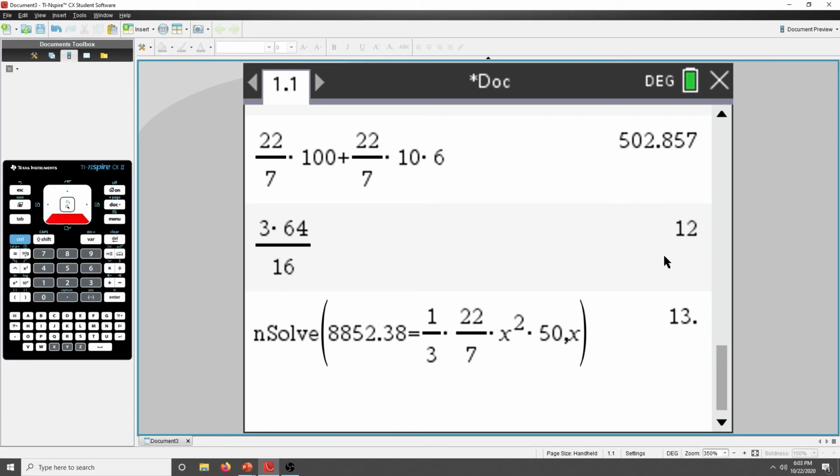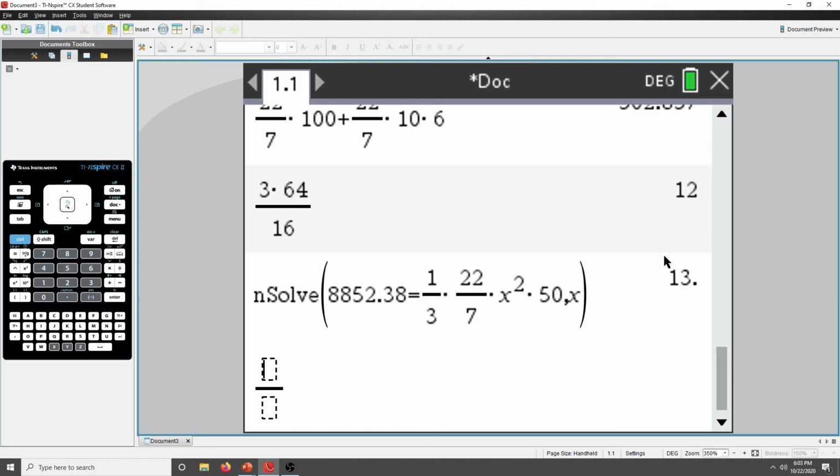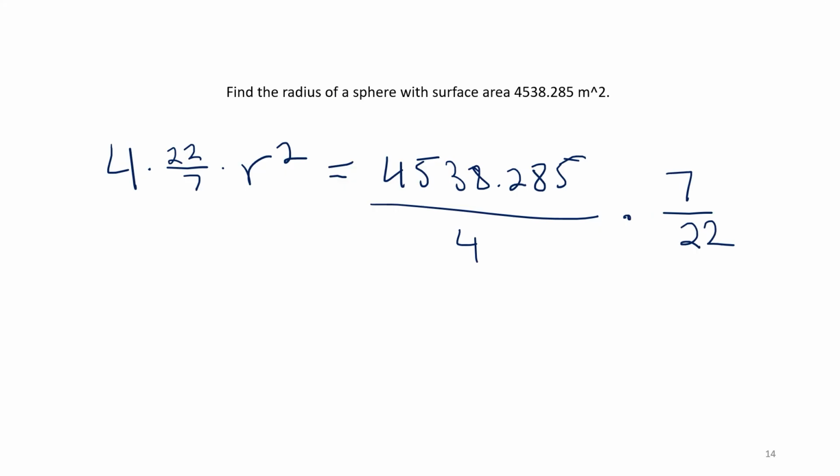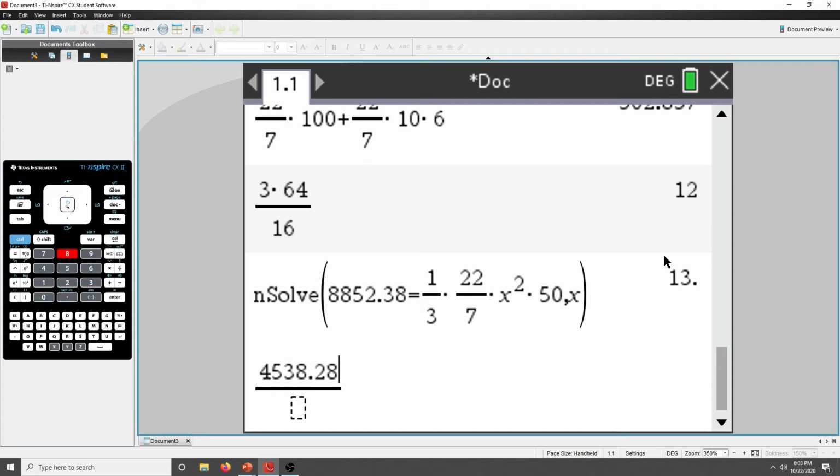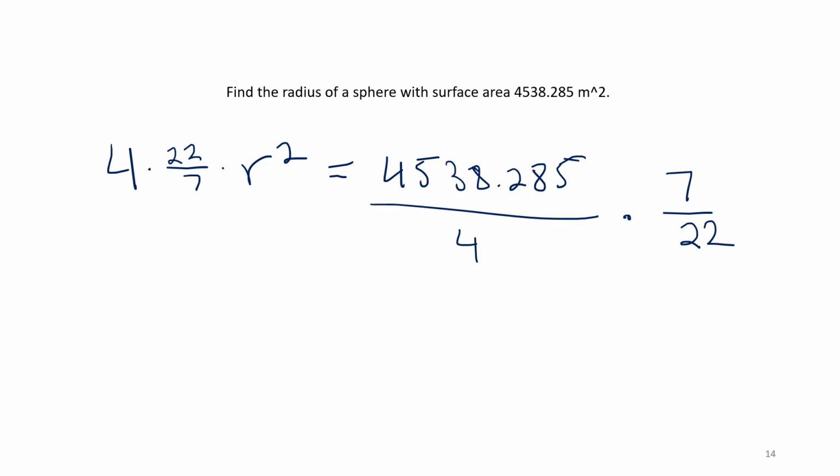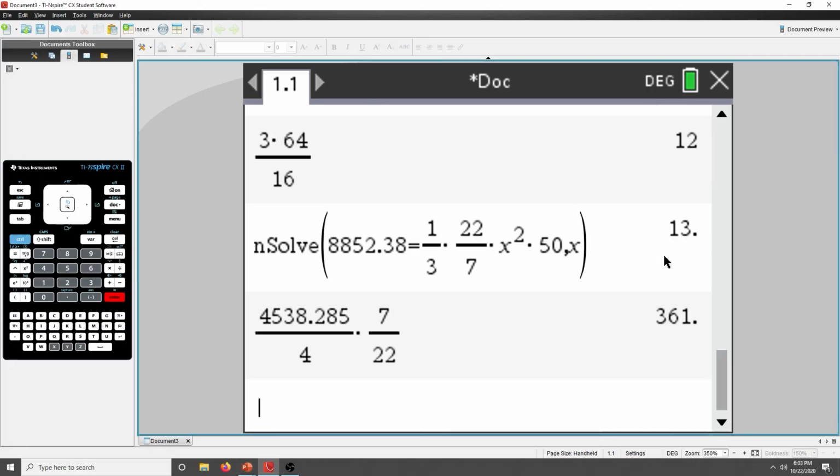So, get down there. 4,538.285, yep, over 4. And you could include the terms of the 7 and 22 in the same fraction. I won't, because I don't want to. And that will give us 361. Is that correct? Oh, yeah, sorry. That's r squared is what we just solved for.